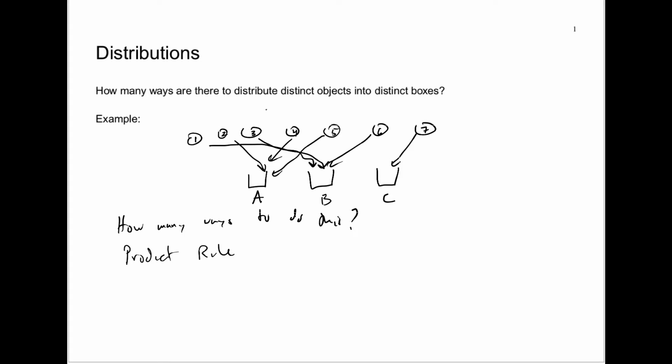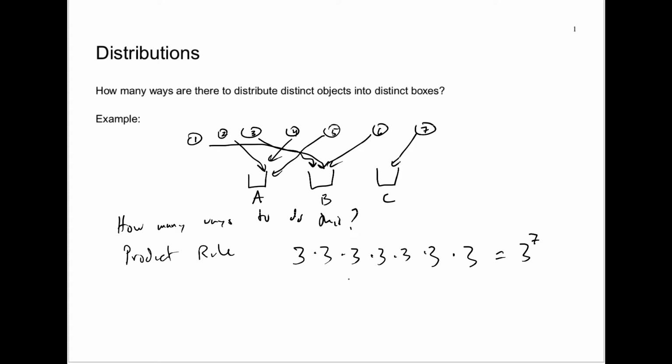We ask how many choices do we have for where to put ball 1? Well, we have 3 choices. How many choices do we have for where to put ball 2? We have 3 choices. For ball 3, we have 3 choices. For ball 4, we have 3 choices. For ball 5, we have 3 choices. I think you see the pattern here. For ball 6, we have 3 choices. And for ball 7, we have 3 choices. And we put that all together, we get 3 to the 7th ways to create a distribution of 7 distinct balls into 3 distinct boxes.